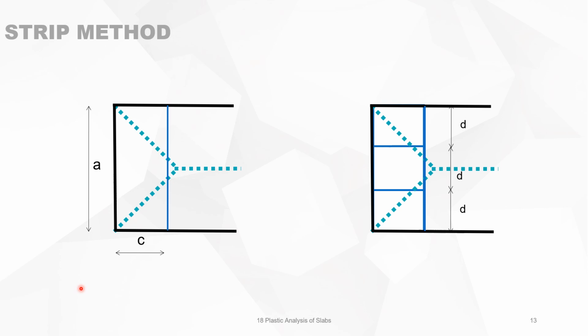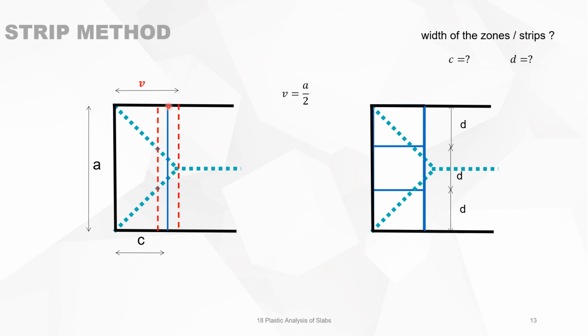But we now have the strip method, but we don't know the likely values of c and d in the definition of the strips. Well, we will have a closer look at it. We take the width c, and when you go up to the cross section where the yield lines come together, this value v equals a over 2, when this is 45 degrees.